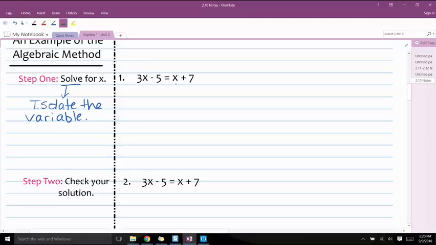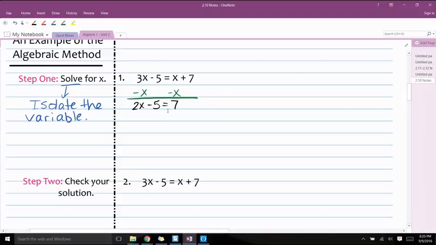So in this case, I'm going to move my x. I want to take it off the right side, move it to the left. Well, how do you take something off? You subtract it. So we're going to subtract x from the right side of the equal sign. Whatever you do to one side, you have to do to the other. So we subtract x from the left side. Okay, that's going to give us 3x minus x is 2x minus 5 equals 7.